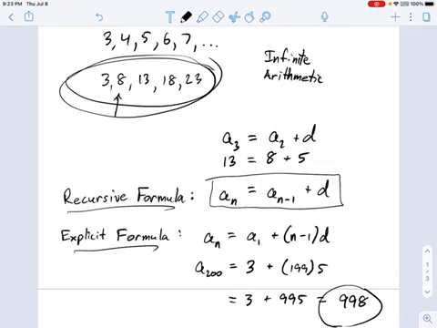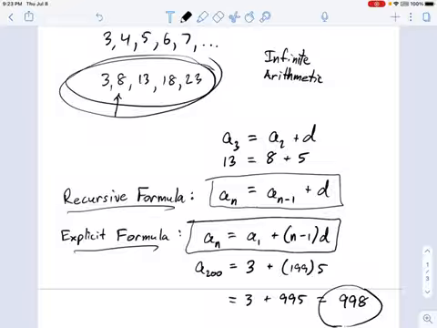And that's the way you use the explicit formula for an arithmetic sequence. It helps you find numbers that are way down the line and that you don't want to really count your way to.